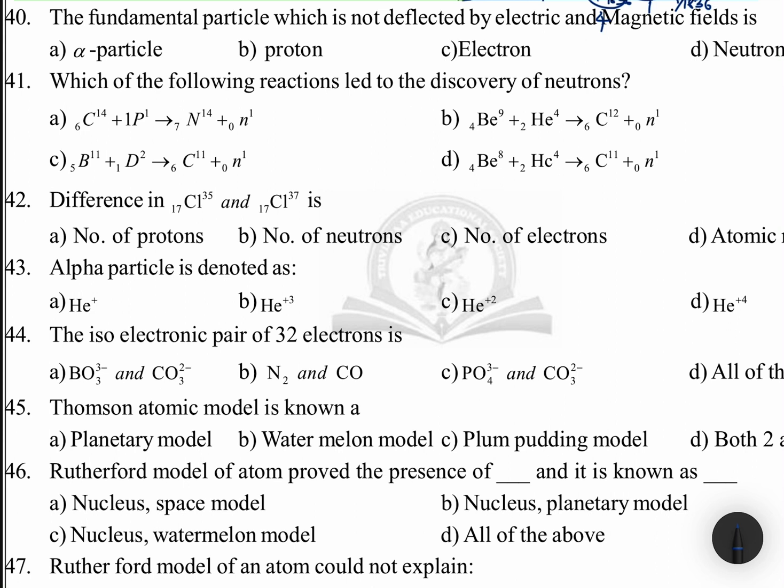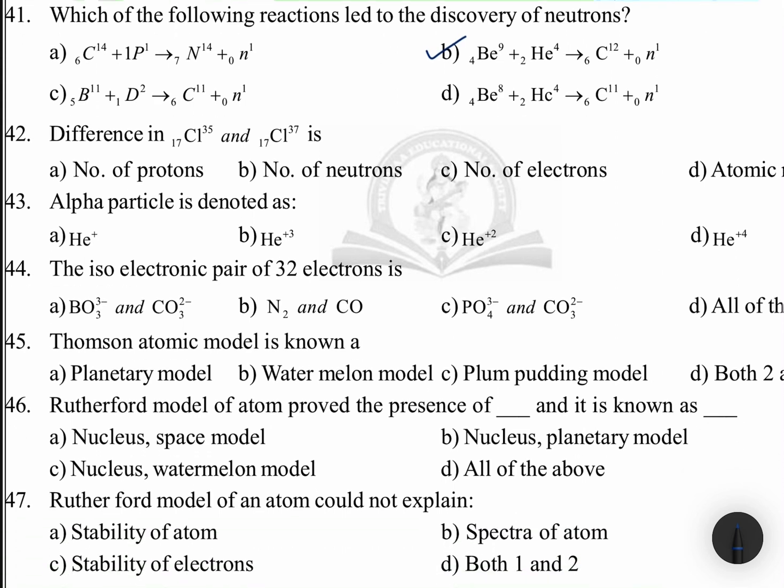The fundamental particle which is not deflected by electric and magnetic fields is, common sense, the neutron, because the neutron is electrically neutral. Which of the following reactions led to the discovery of neutrons? It is a memory-based point. You can remember that in all the reactions there is a neutron.